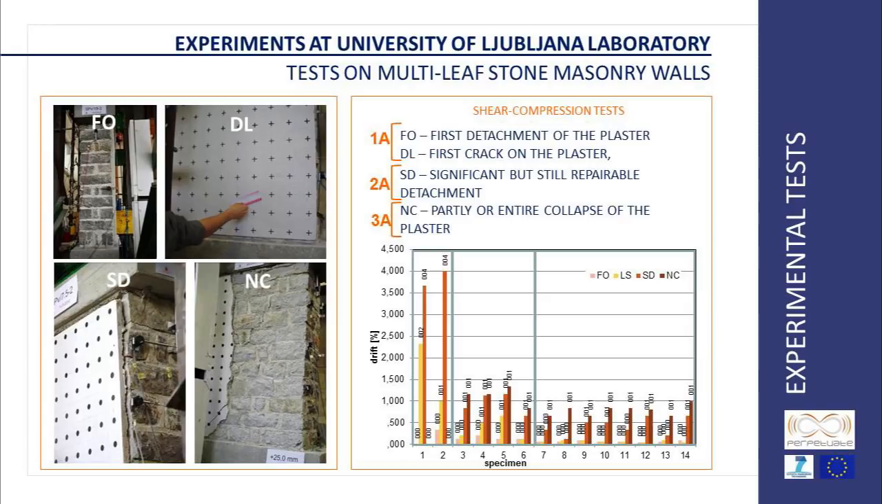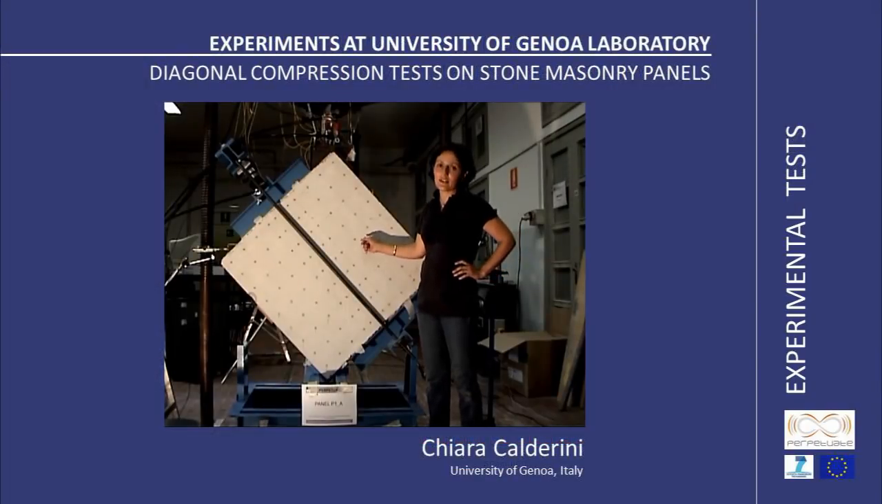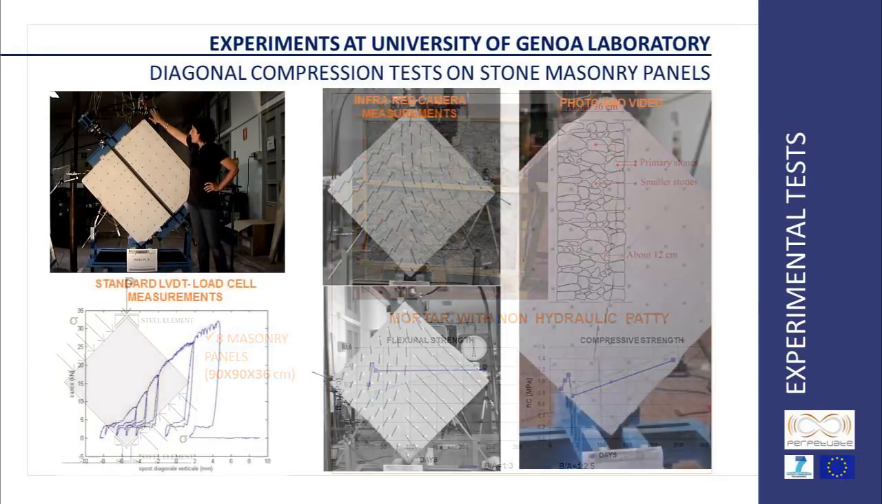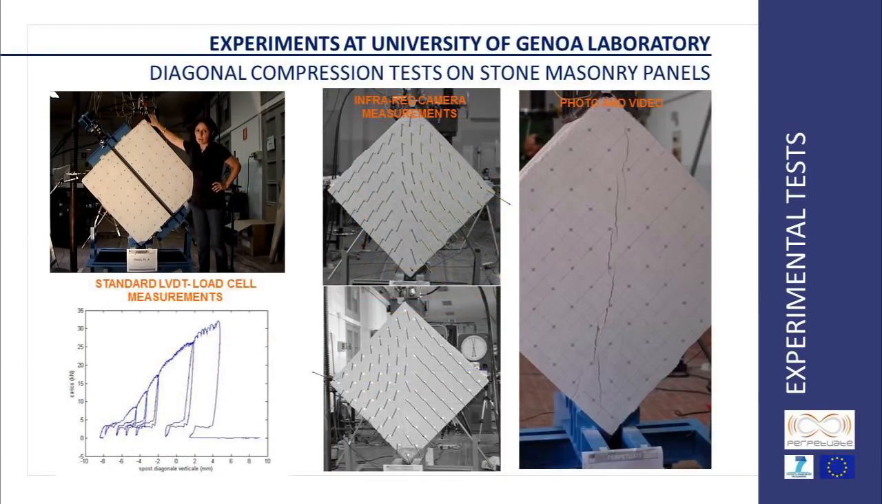These are diagonal compression test campaigns. The masonry simulates that of L'Aquila, which is a stone masonry with very weak mortar. In the first step, the lateral load is applied, and then it is kept fixed for all the tests. And then the diagonal load is applied up to collapse.